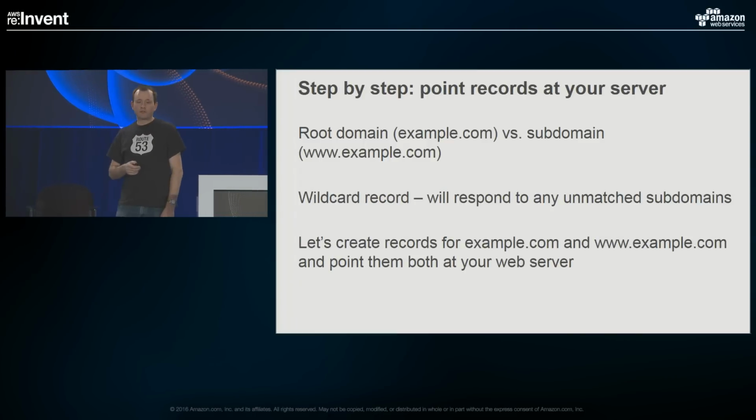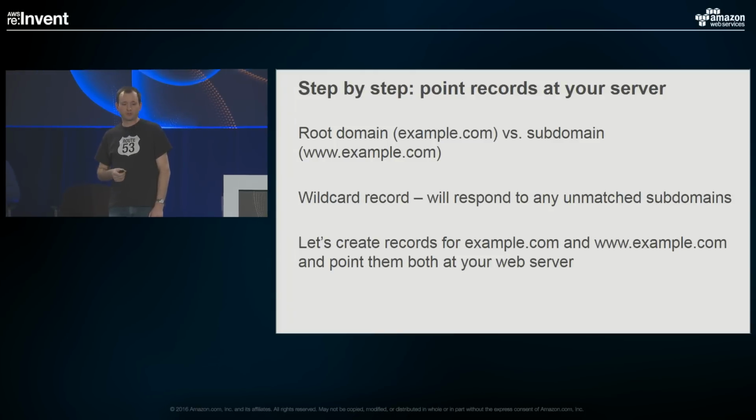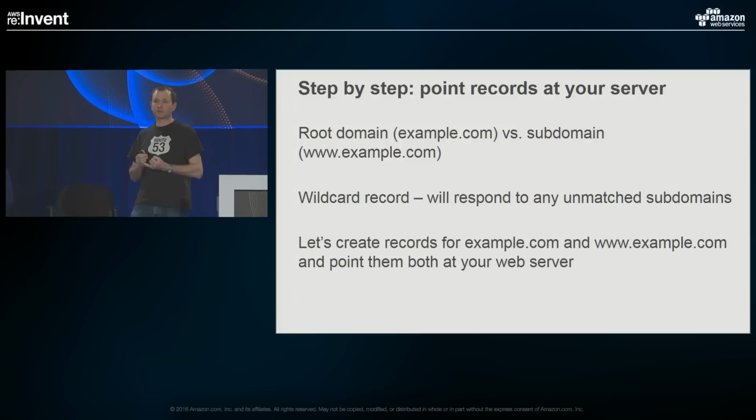Now that we're in your Route 53 hosted zone, we're going to create some records that actually direct traffic to your web server. You can create records for your domain name itself, so example.com, which we call the root domain, as well as names inside or children of that domain. So for example, you can create www.example.com, mysite.example.com, foo.bar.example.com, and so on. These are called subdomains.